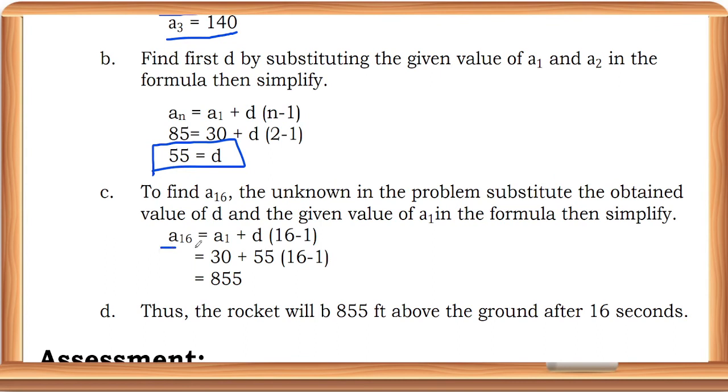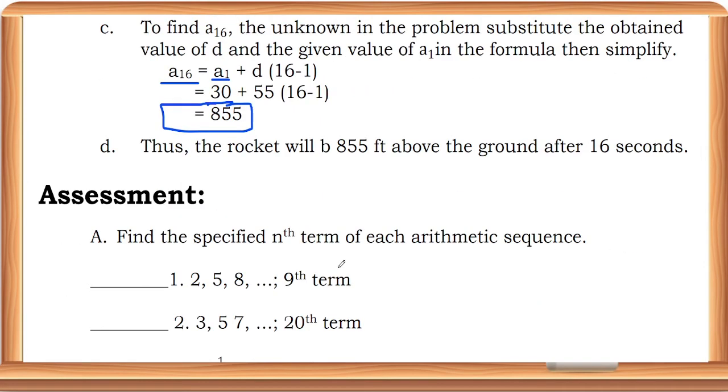Okay, we are looking for a sub 16. Using the formula, a sub 1 is 30, and then d times 16 minus 1, or n minus 1. Since we are looking for the 16th, 16 minus 1 is 15. That's why after 16 seconds, the height above the ground is 855. Okay? Do you have any questions so far?